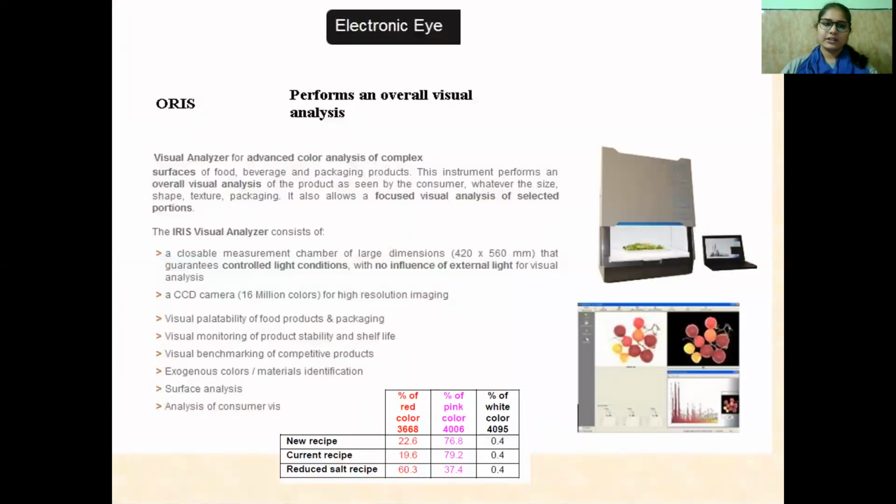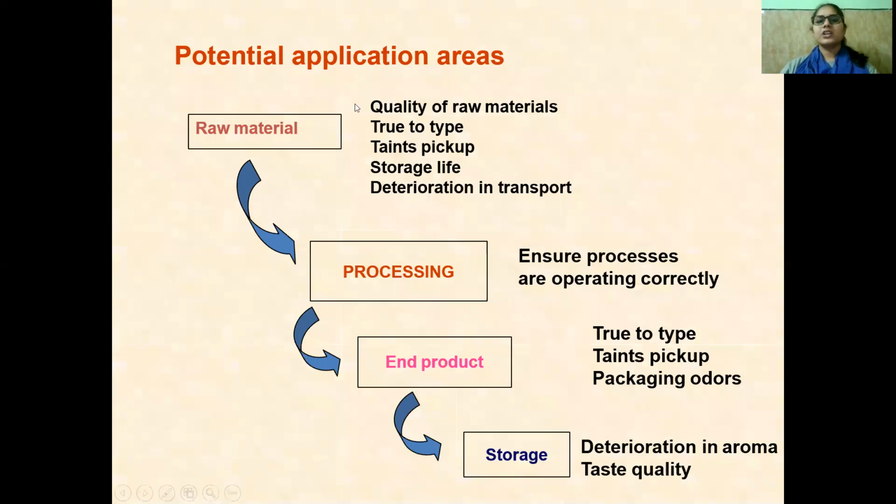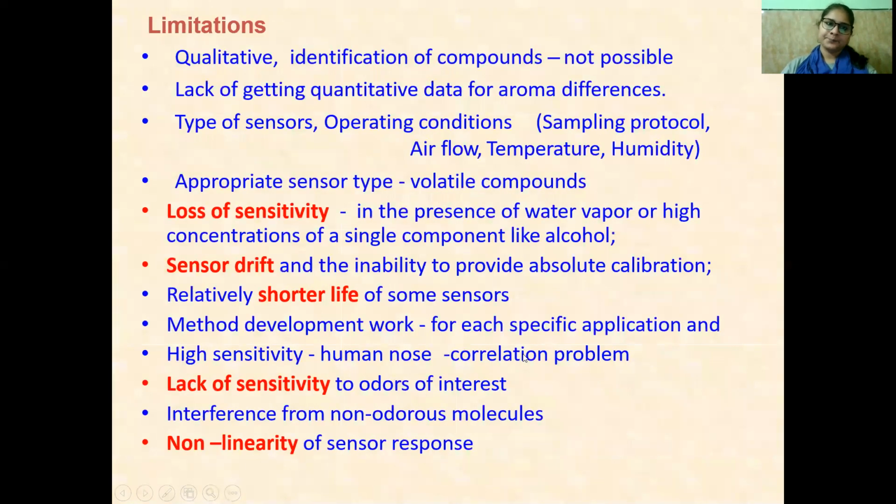So these are the potential application areas. We require raw material, then processing and end product, and then we store that. For raw material: quality of raw material, true to type, taints pickup and storage life, and deterioration in transport. For processing: ensuring processes are operating correctly and product is true to type, taints pickup and packaging odors, and deterioration in aroma, taste, quality.